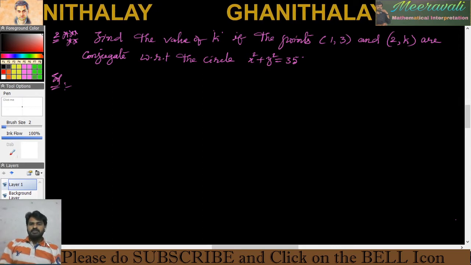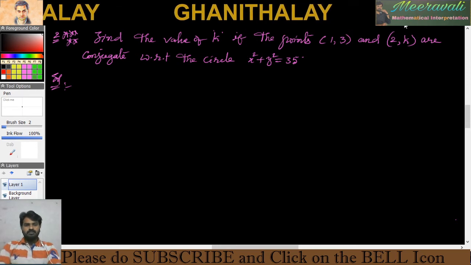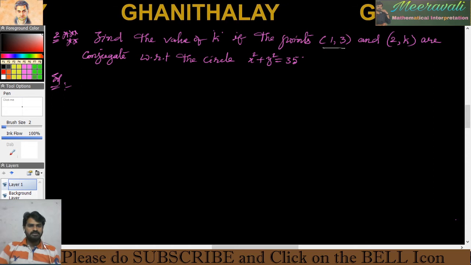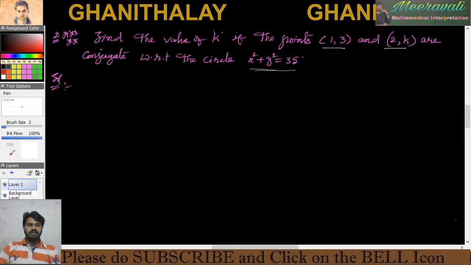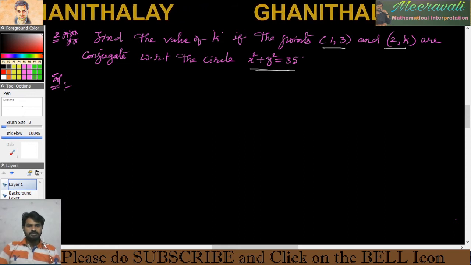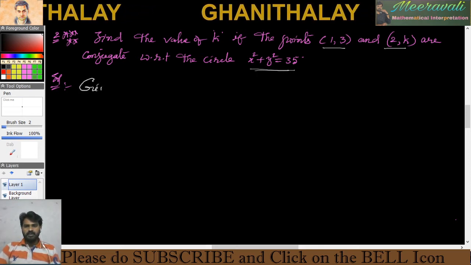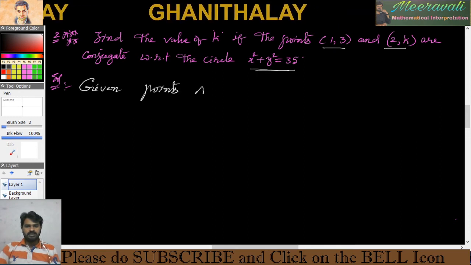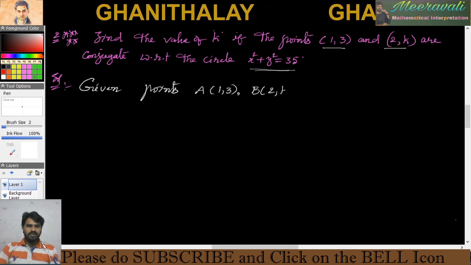Let's see the problem. This is a very important problem for 2 marks questions. First read the given sum carefully. Find the value of k if the points this one and this one are conjugate with respect to the circle. That means the given sum has two points and a circle. So first you have to write the given points. Given points can be taken as capital A 1 3, second point can be taken as capital B 2 k.